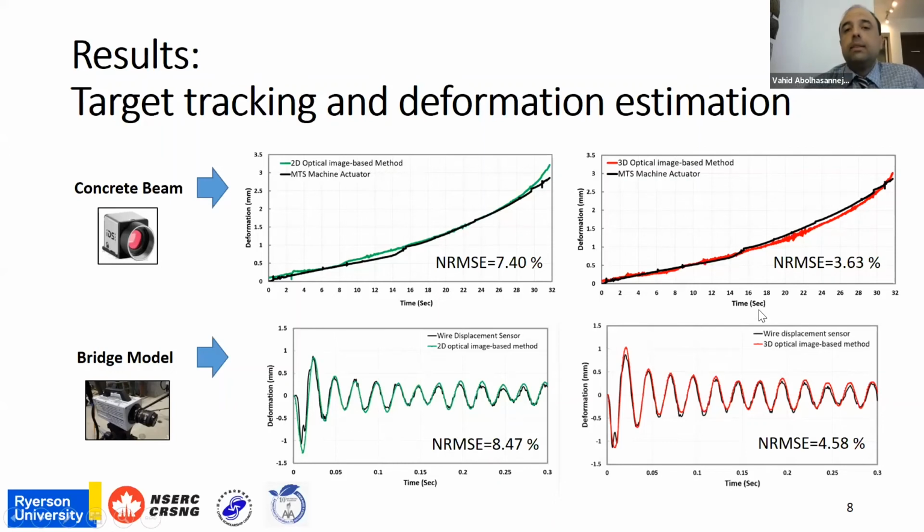To estimate the accuracy of our methodology, we used the normalized root mean square error to compare the accuracy of our results. As you see here, the NRMSE for the 3D optical method in both experiments was found to be less compared with the 2D optical image-based method. So we have found that the 3D optical image-based method is more accurate than the 2D optical image-based method in both experiments.